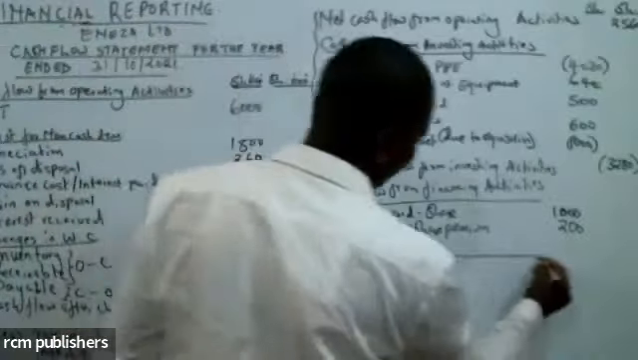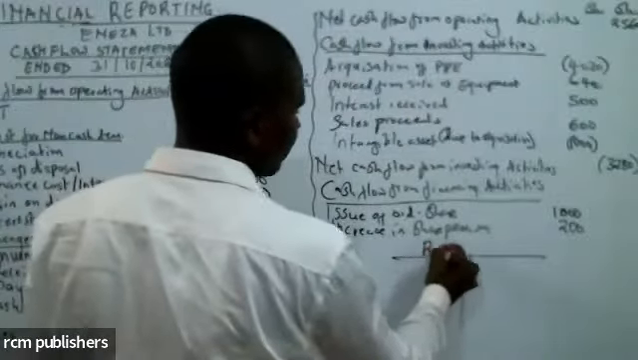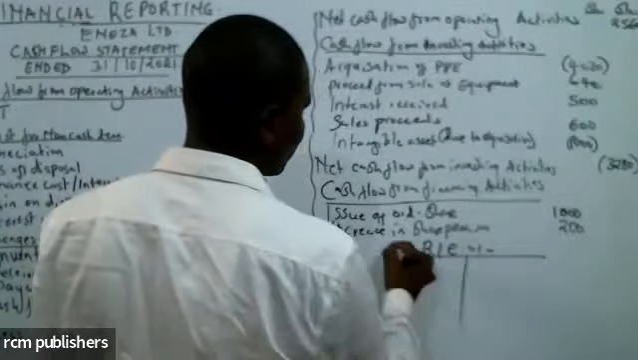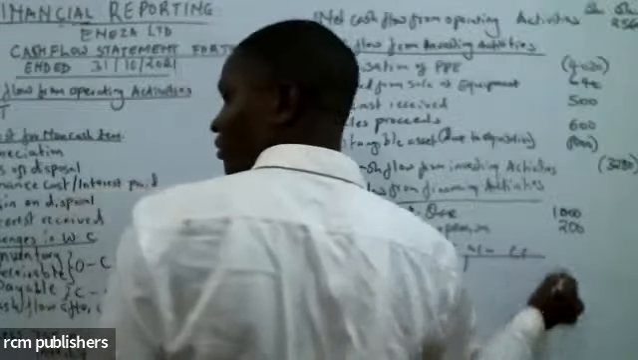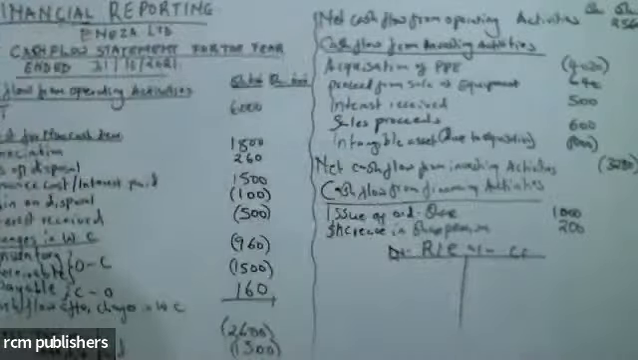So this is what we do. Retained earning account. So this is debit, this is credit.